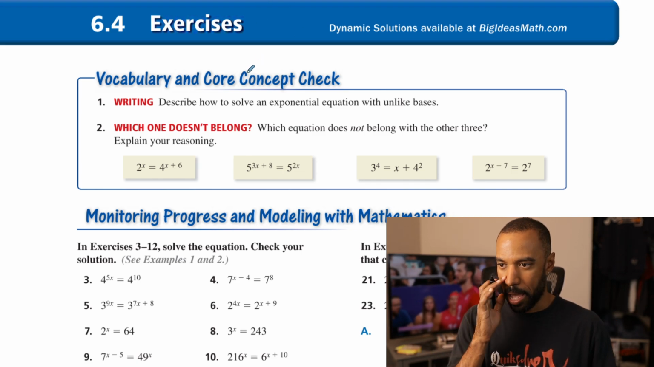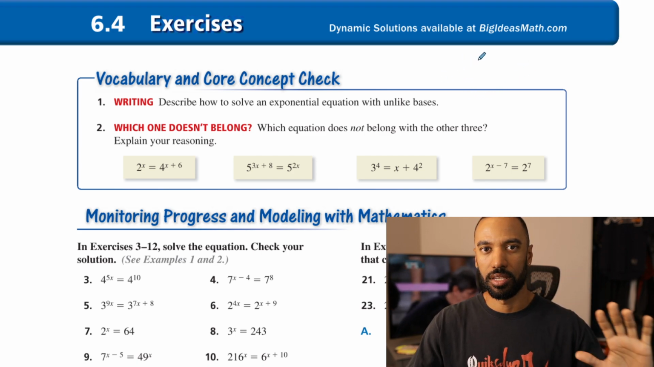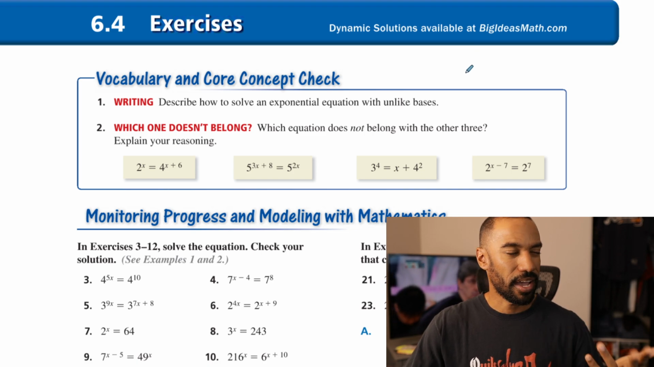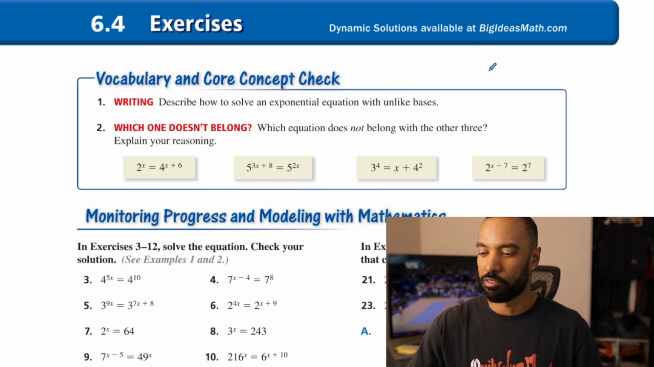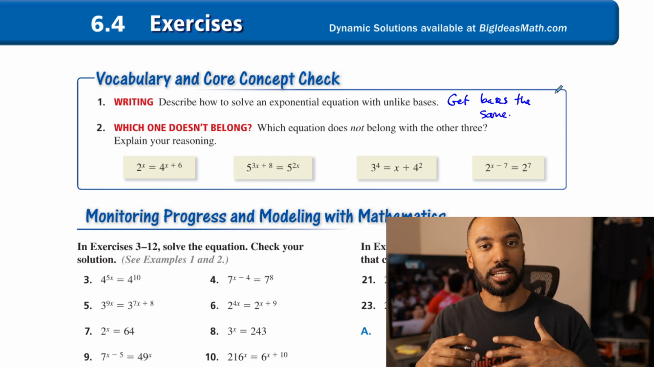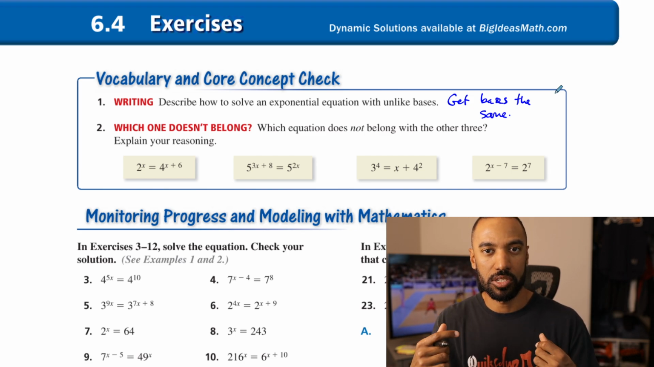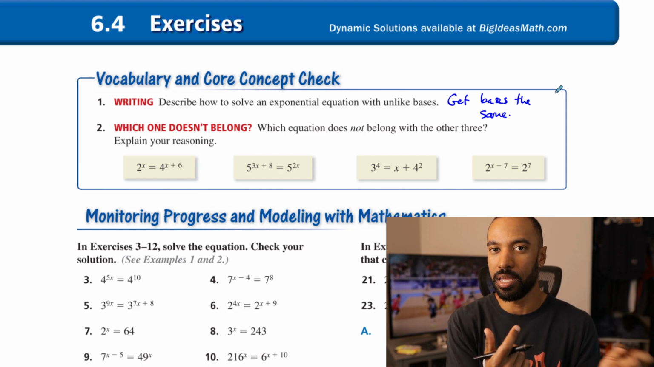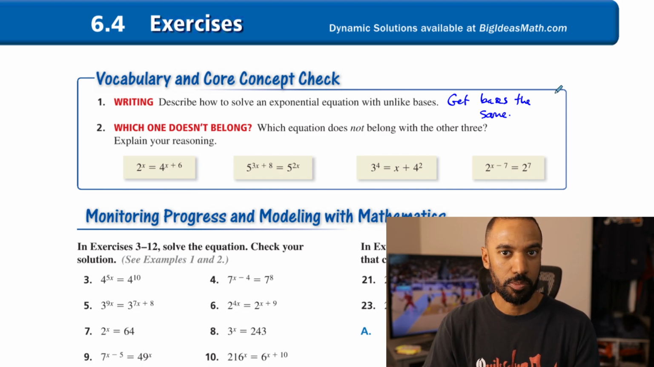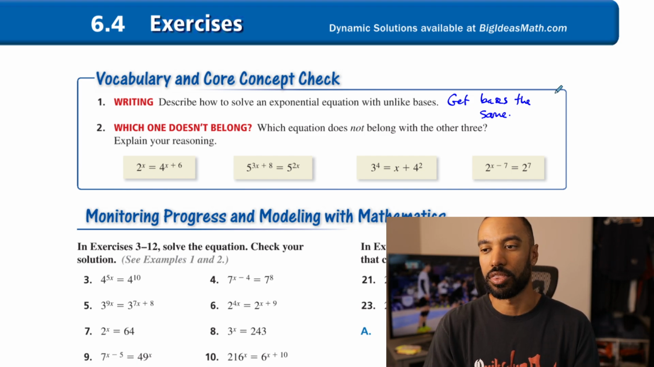Number 1 on writing, describe how to solve an exponential equation with unlike bases. Basic thing is get the bases to match. I say matching bases, I don't know if that's a good phrase or not, but get the bases the same, and then solve as you normally would. There's a lot that's written under the hood with that. Sometimes you have to rewrite both of them with bases. Sometimes you have to do that extra power of a power property. Sometimes you have to work with fractions and use negative exponents. So there are a lot of different things that will be involved.